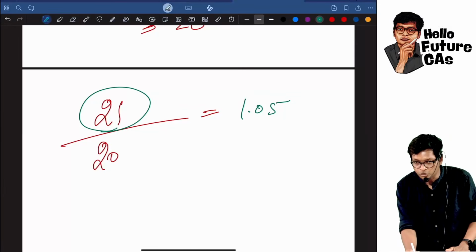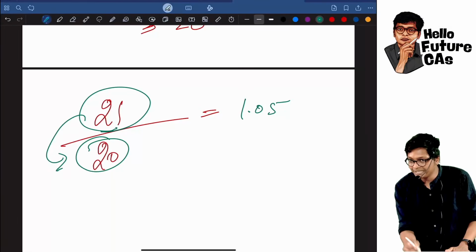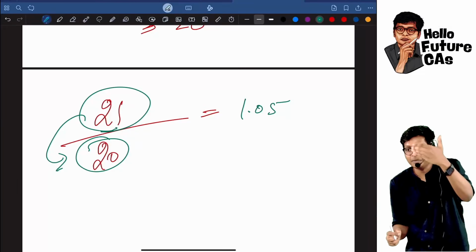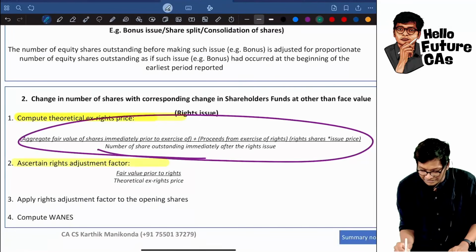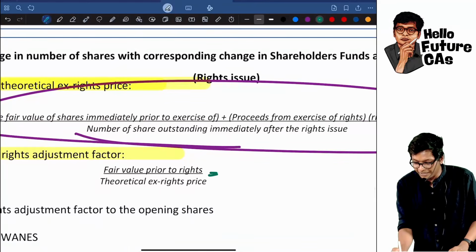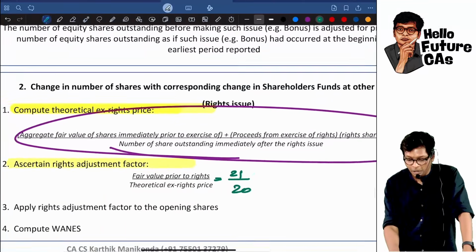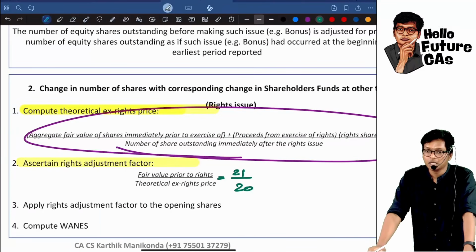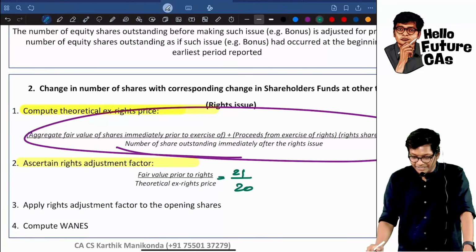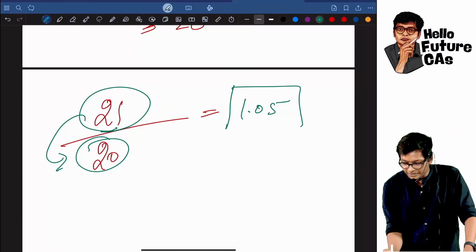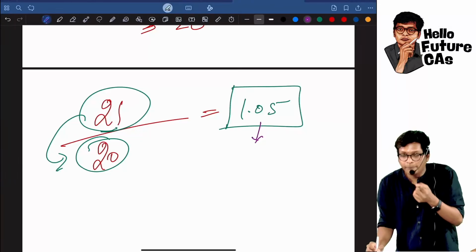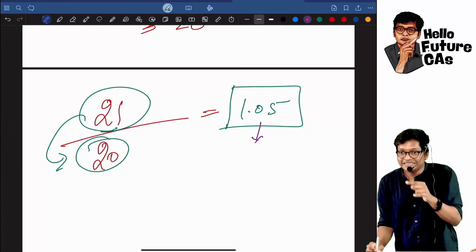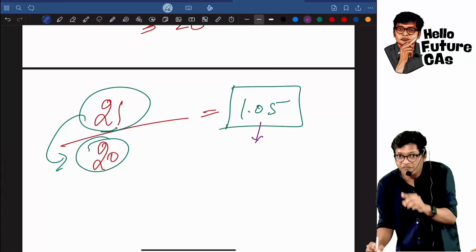21 is the before issue. 21 dropped to 20 because of giving something for free. So 21 by 20, 1.05. This is called rights adjustment factor. Look at this. Fair value prior to rights 21. Theoretical ex-rights price 20. Are you following? How did you find 20? Previous step. Are you all with me, guys? Now what they are saying, my adjustment factor is 1.05. What is the meaning of 1.05? For every one share, 0.05 is bonus.